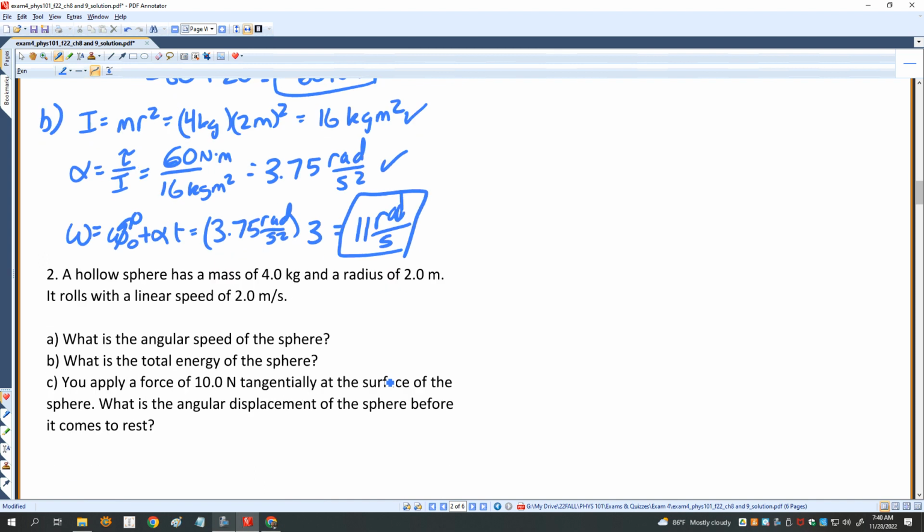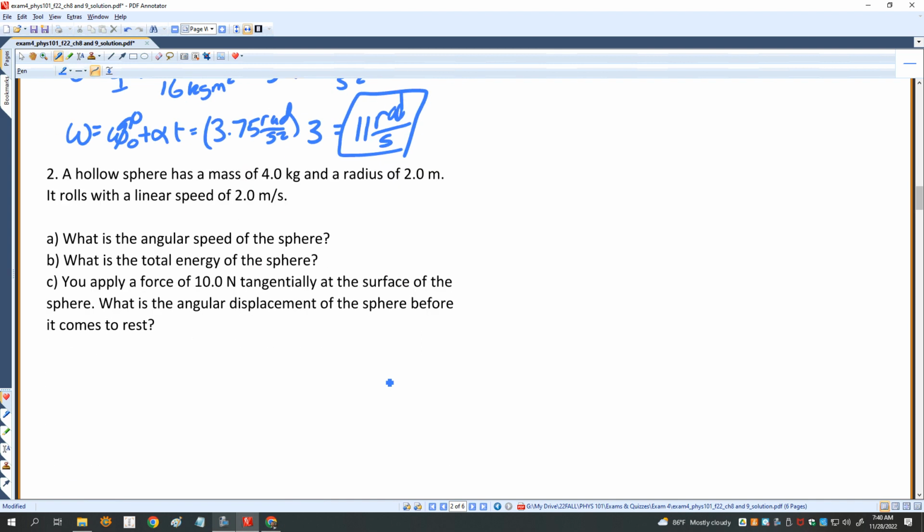Hollow sphere has a mass of 4 kilograms and a radius of 2 meters. It rolls with a linear speed of 2 meters per second. Here I want to know what is the angular speed of the sphere, what is the total energy of the sphere, and then what is the displacement for it to come to rest. First of all, this is a hollow sphere, so I'm going to calculate I up here for a hollow sphere. That's 2/3 mr squared.